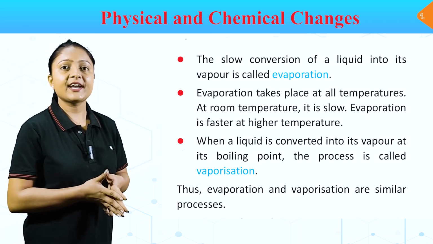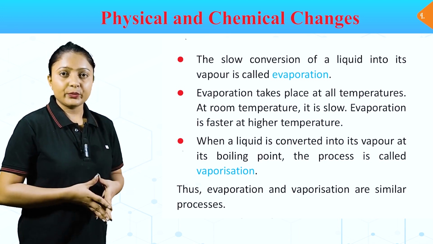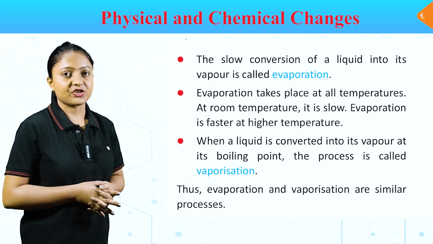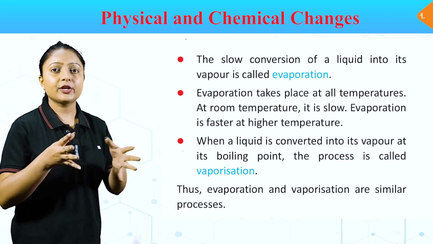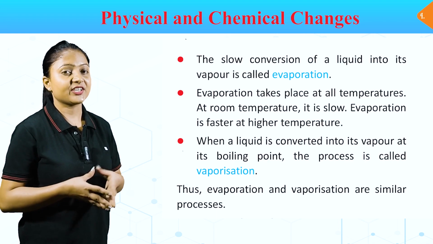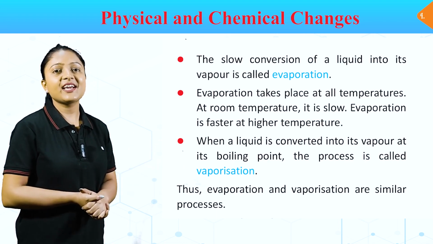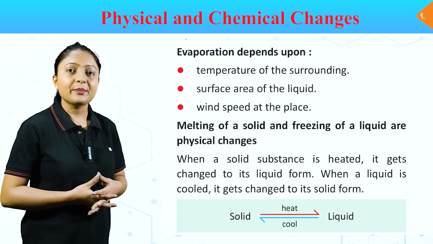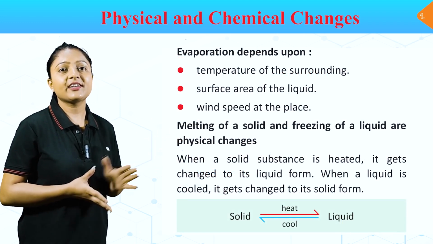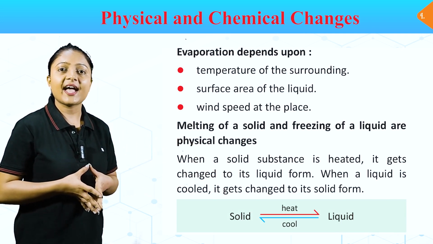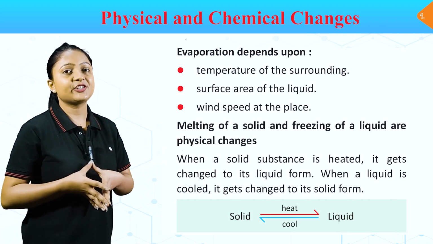Evaporation takes place at all temperatures. At room temperature, it is slow. Evaporation is faster at higher temperature. When a liquid is converted into its vapor at its boiling point, the process is called vaporization. Thus, evaporation and vaporization are similar processes. Evaporation depends upon the temperature of the surroundings, surface area of the liquid, and wind speed at a place. Melting of a solid and freezing of a liquid are physical changes.